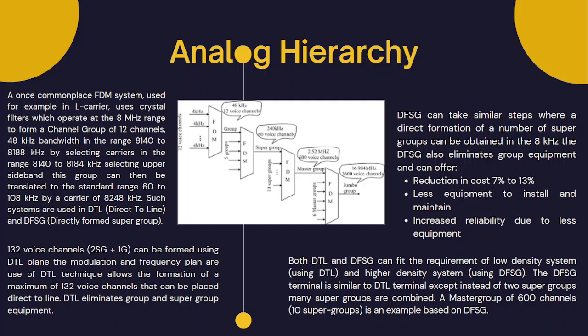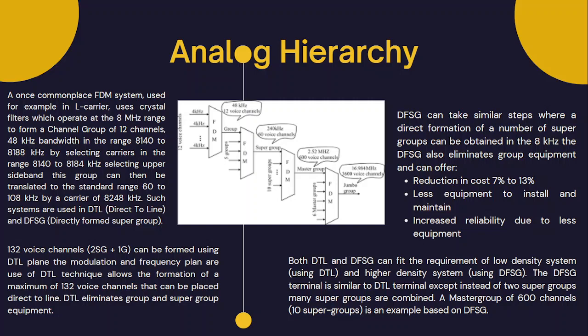In this analog hierarchy, 12 voice channels are multiplexed onto a higher bandwidth line to create a group. A group has 48 kHz of bandwidth and supports 12 voice channels. At the next level, up to 5 groups can be multiplexed to create a composite signal called a supergroup. A supergroup has a bandwidth of 240 kHz and supports up to 60 voice channels. Supergroups can be made up of either 5 groups or 60 independent voice channels.